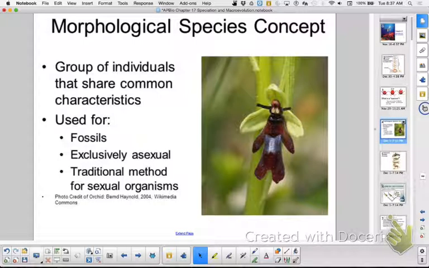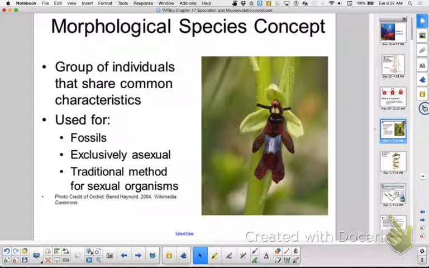Okay, so the morphological, when you look at morphology, you're looking at structures. You're looking at similar characteristics. When you're doing morphology, you look the same, so probably you're the same species. This is really helpful for fossils, because with fossils, you can't see colors, right? You can't see behavior that you might want to take into consideration with speciation. You're just looking at the anatomy.